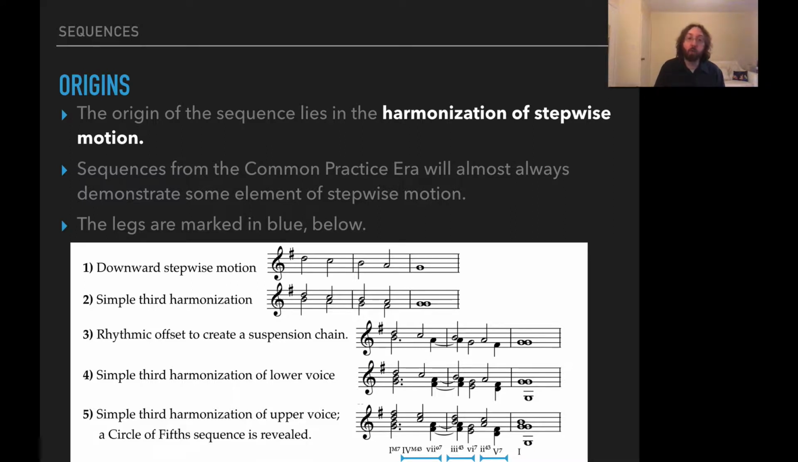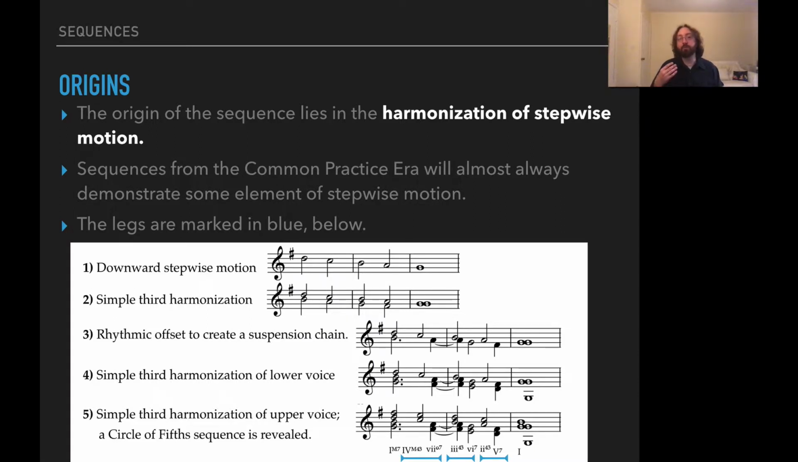Let's talk about the origins of a sequence. The origin of the sequence lies basically in the harmonization of stepwise motion. Sequences from the common practice era will almost always demonstrate some element of stepwise motion. Here we have downward stepwise motion in a G major scale. That's the first step of the evolution.